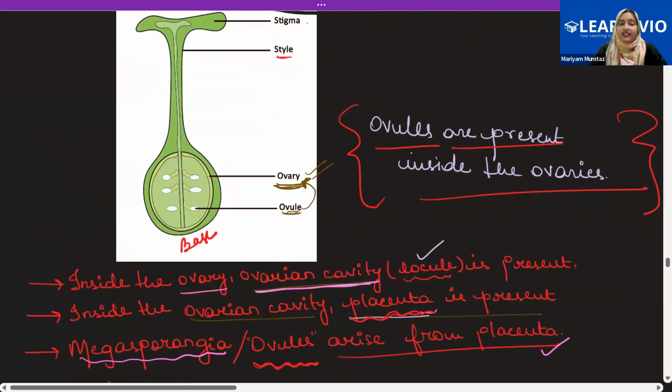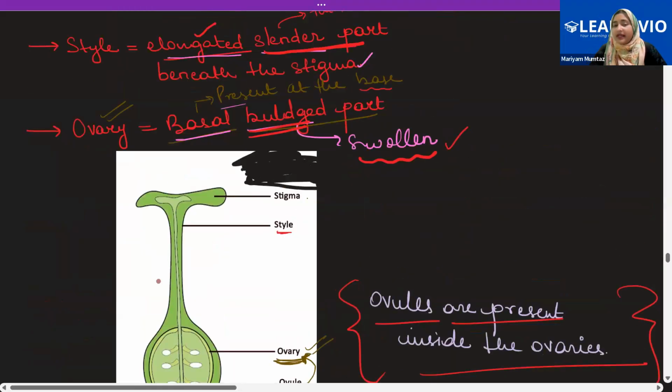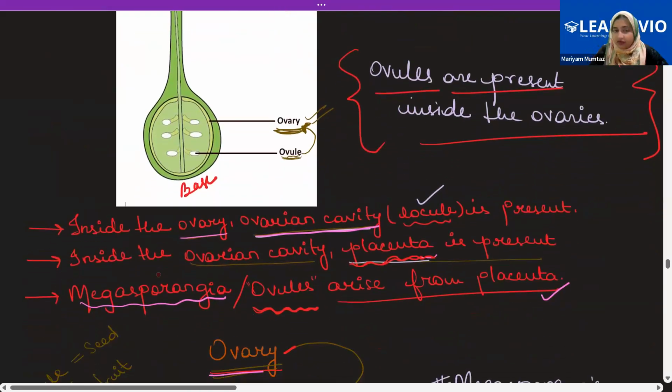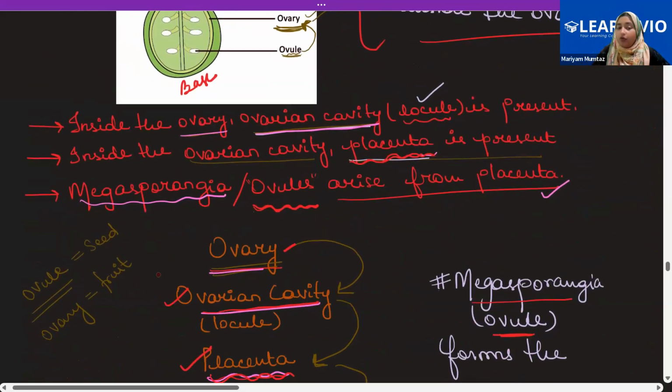And at the end, you see this basal bulgy part. This part is called the ovary. The ovary is the basal bulgy part, and inside the ovary, ovules are present. But before that, inside the ovary, there is the presence of the ovarian cavity, which you can also call the locule. Inside this locule or ovarian cavity is the placenta, and arising from the placenta is the ovule.